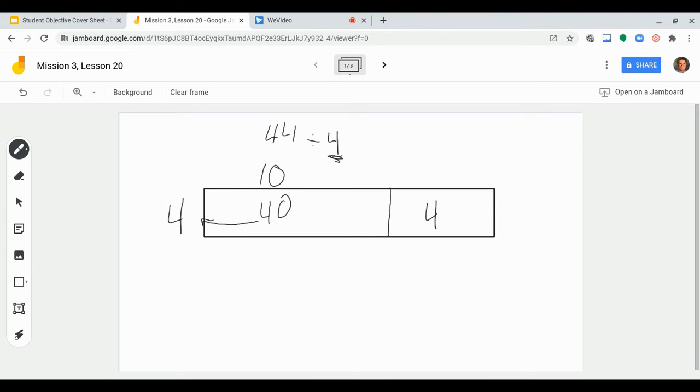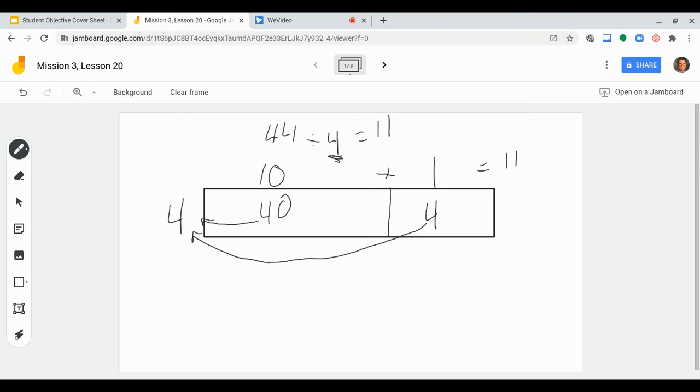And then I do the same thing over here. I do 4 divided by 4. What's 4 divided by 4? Well, 4 divided by 4 is 1. And I put the 1 up top. Okay, so I have a 10 and a 1, because 40 divided by 4 is 10 and 4 divided by 4 is 1. Now I simply add them together, right? 10 plus 1 is 11. So 44 divided by 4 is 11.